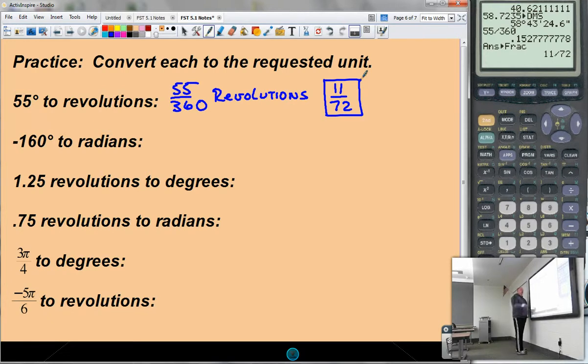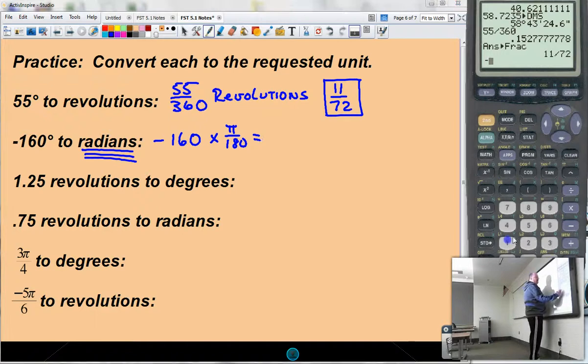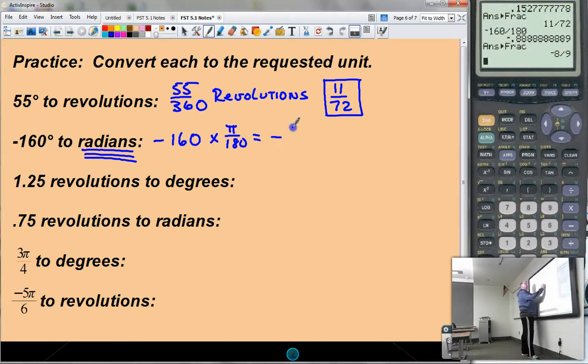Negative 160 degrees to radians. I write 160 degrees. Because I want radians, I'm going to put pi on top, 180 on the bottom. Now, as I said before, we're going to leave pi as pi. So over here, I'm going to go negative 160 divided by 180, hit enter, get the decimal, hit the math button, convert it to fraction, and I get negative 8/9. So my answer would be negative 8 pi over 9. Okay, the pi stays in the numerator.